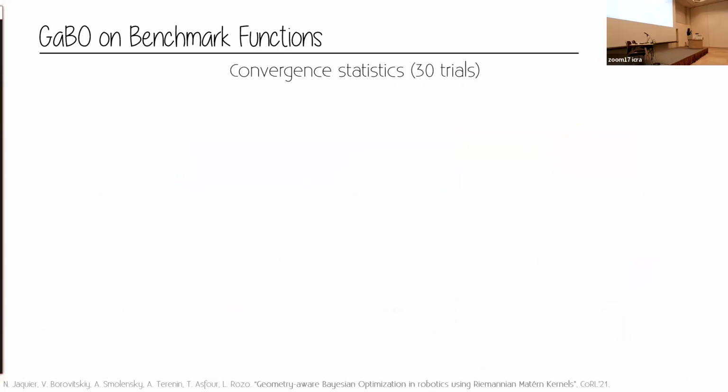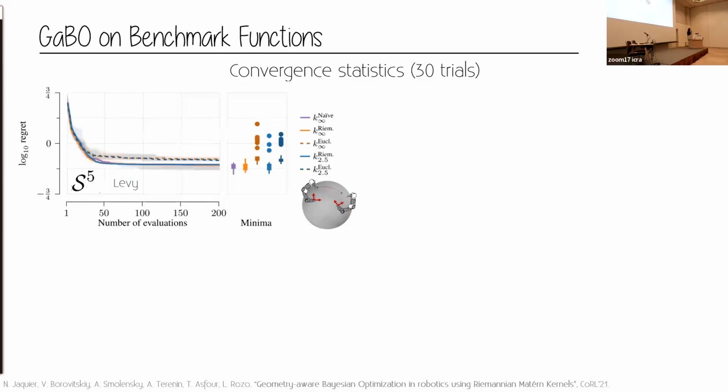We can have a look at how this converges. So here we have convergence statistics for several functions on several manifolds. So starting here on the sphere of dimension 5 for the Levy optimization function, sorry. So here what you see is you have here different types of kernel. This is the naive one that I showed you at the very beginning. Then we have the Riemannian squared exponential kernel, the Euclidean squared exponential kernel, the Riemannian Matern, and Euclidean Matern, right?